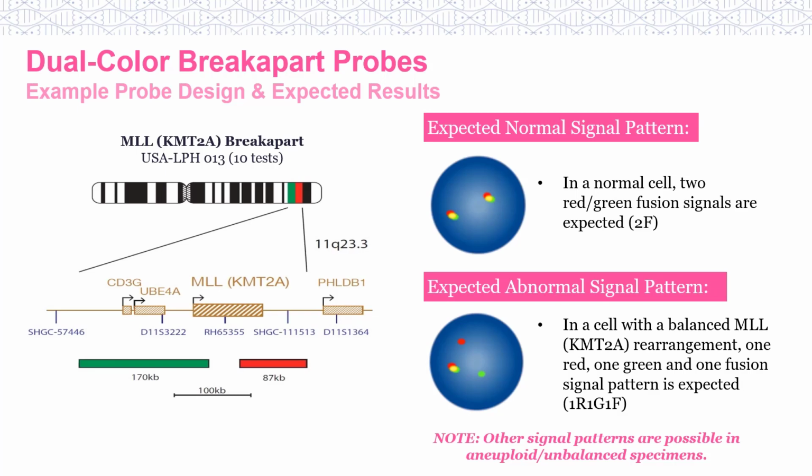The chromomap on the left shows an 87 kilobase probe, labelled in Texas red, covering a region telomeric to the MLL, also known as KMT2A gene, including the marker SHGC-111513, and a FITC green probe covering a 170 kilobase region centromeric to the MLL, also known as KMT2A gene, spanning the CD3G and UBE4A genes.